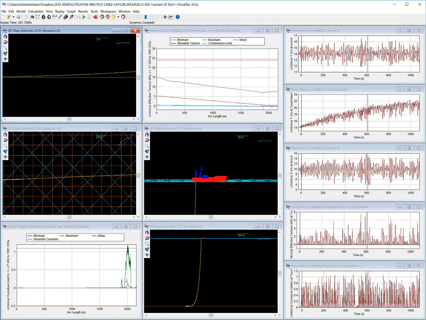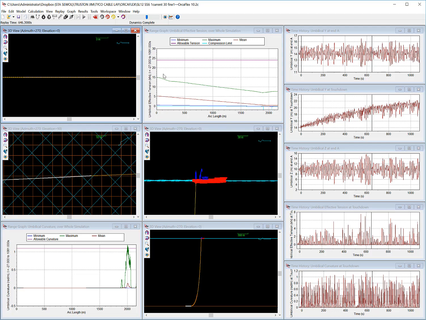and here is a range graph of the whole simulation showing umbilical curvature. So 1 over curvature is bend radius, so 1 over 0.5 is 2, so that would be a bend radius of 2 meters. 1 over 1 is 1, and there's the limiting bend radius of 0.8, and we see that in the touchdown zone we, during the simulation, have occurrences where we violate the minimum bend radius.